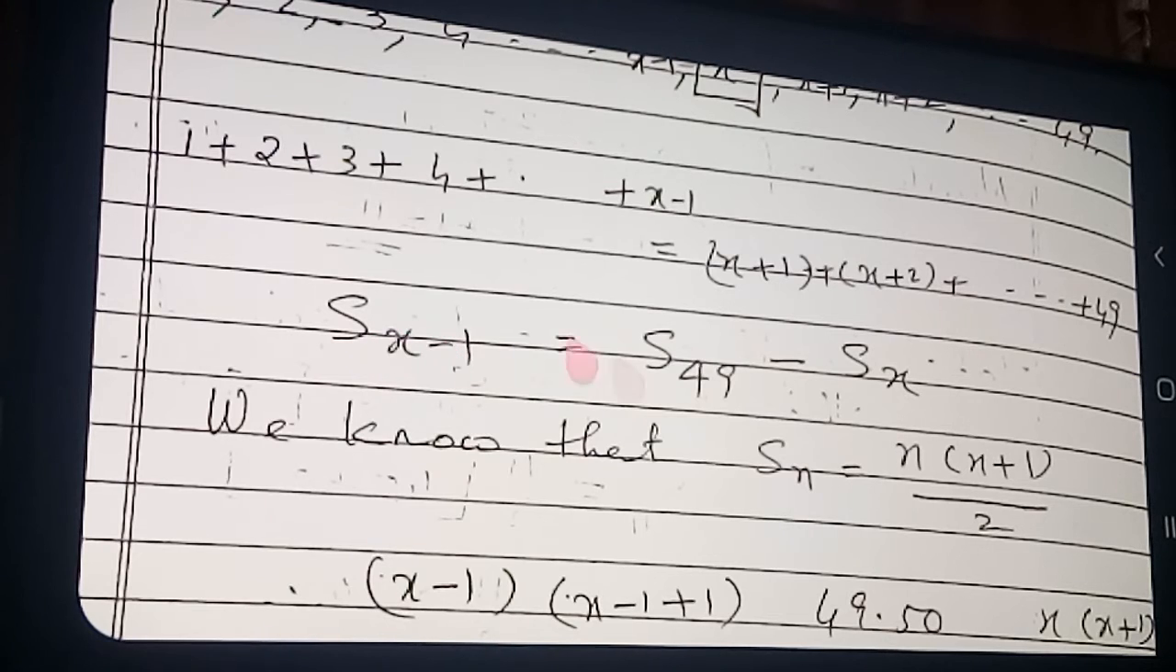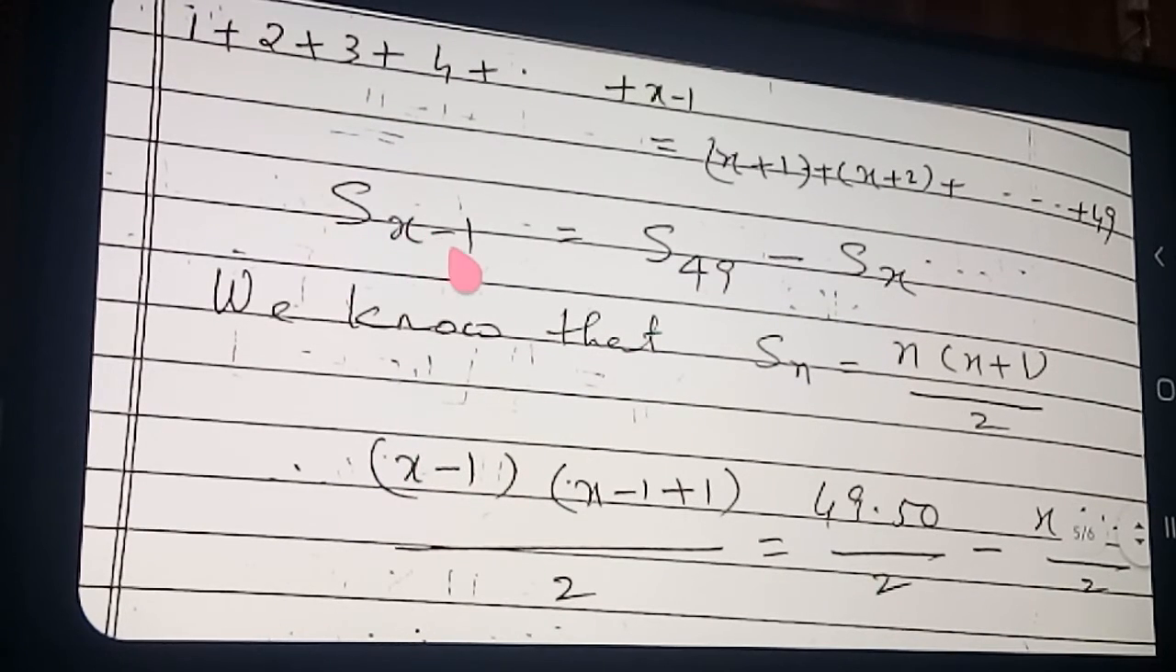Now you see, you know the formula for Sn. What is the formula for Sn? n into n plus 1 by 2. In the same way, in place of n, what is the value of n here? x minus 1. So n is x minus 1, and n into n plus 1 by 2 becomes x minus 1 into x minus 1 plus 1 by 2.